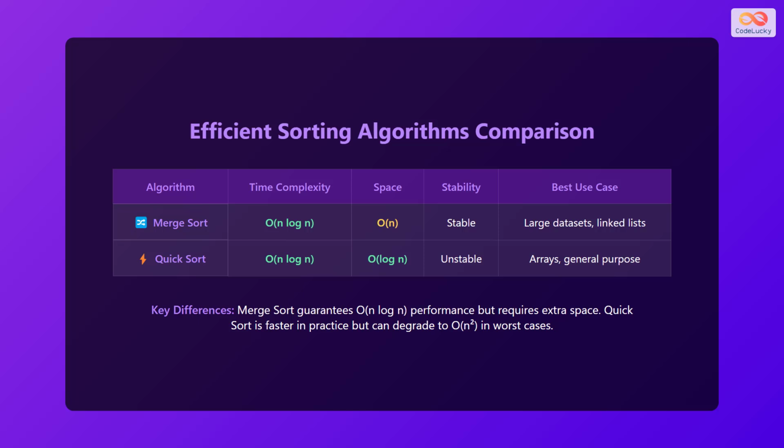Here is a comparison of the two efficient sorting algorithms, merge sort and quick sort. Merge sort guarantees O(n log n) performance, but requires extra space. Quick sort is generally faster in practice, but it can degrade to O(n²) in the worst case. Merge sort is stable, whereas quick sort is unstable.